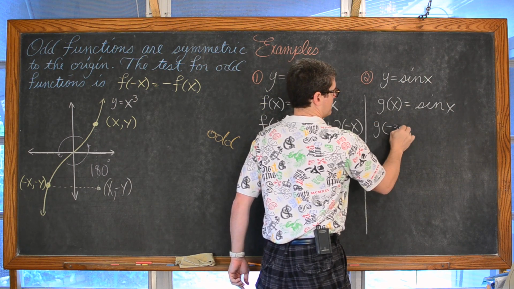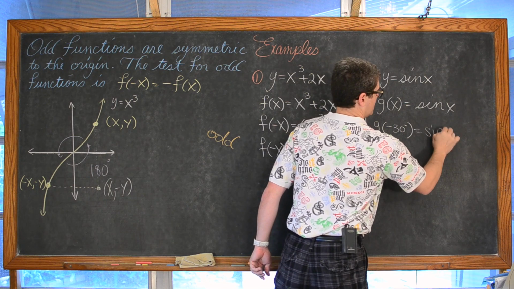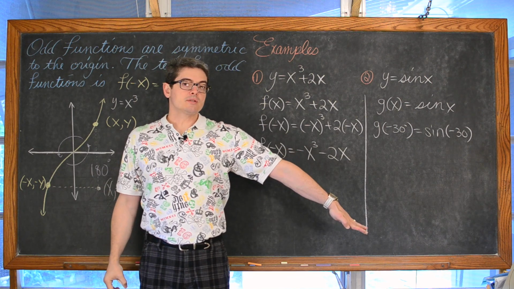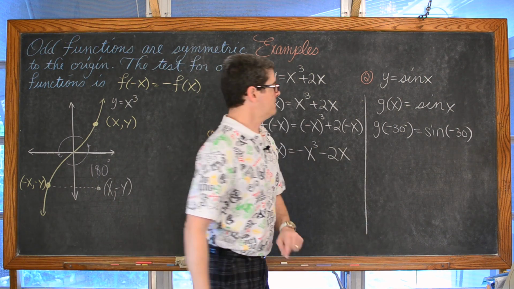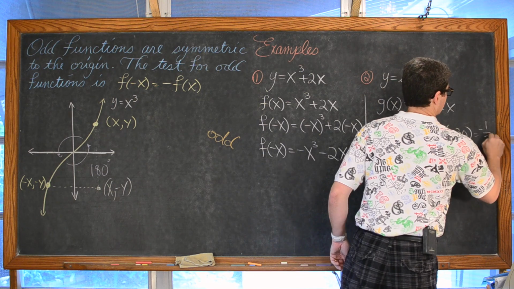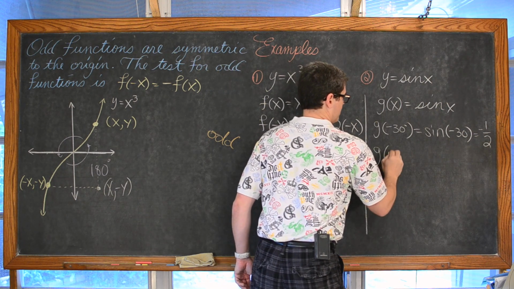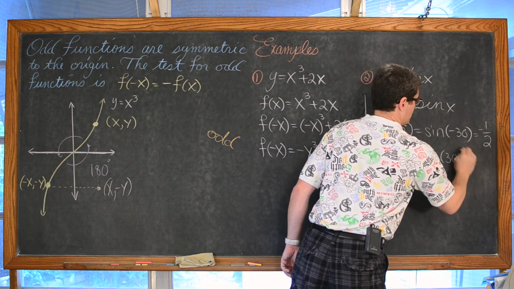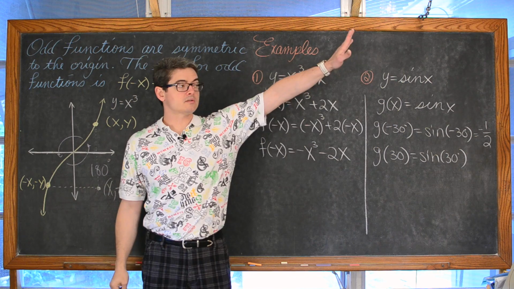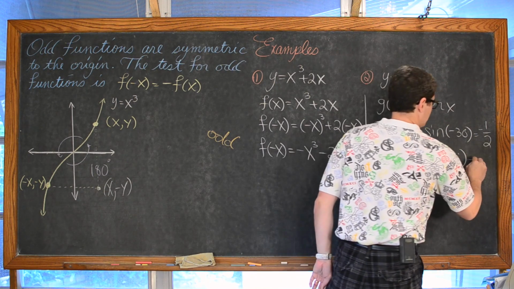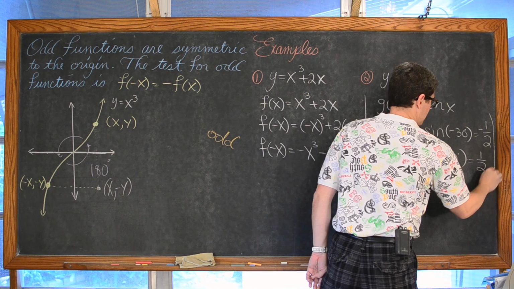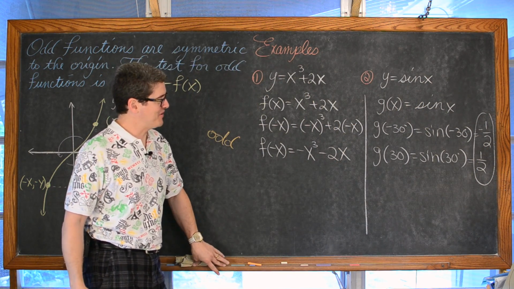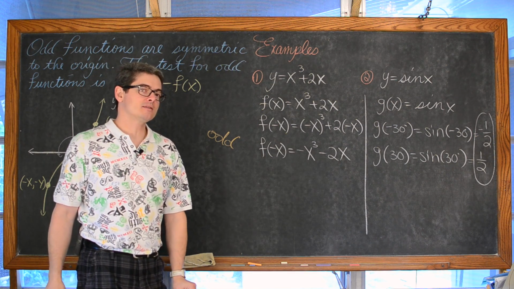So let's see what g of negative 30 degrees is. Well, that's going to be the sine of negative 30. The sine of negative 30 degrees is going to be equal to negative 0.5 or negative 1/2. And g of positive 30, now the sine of 30 degrees is going to give us positive 1/2. And indeed we have, that even hurt my ears. Sorry about that if you're listening on the headphones. We plugged in our opposite numbers and got opposite answers.